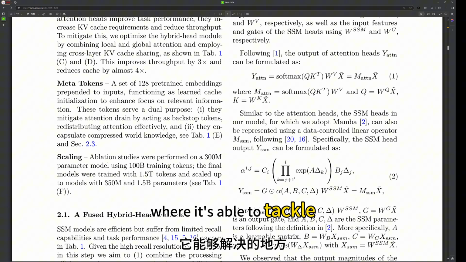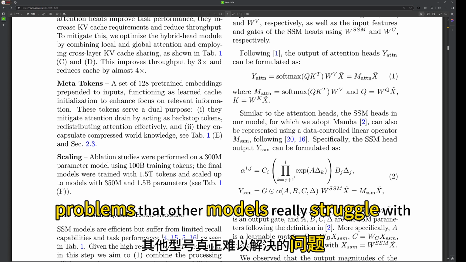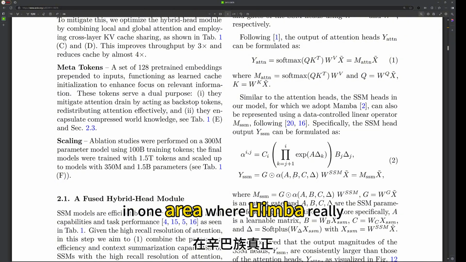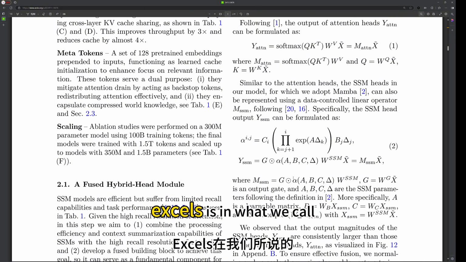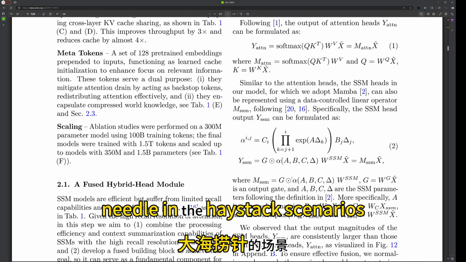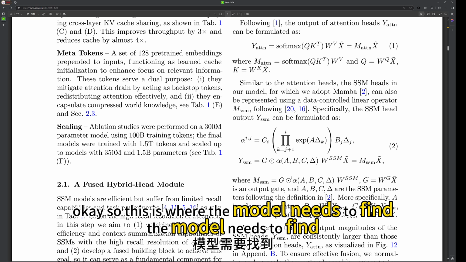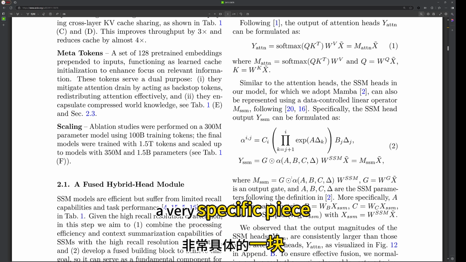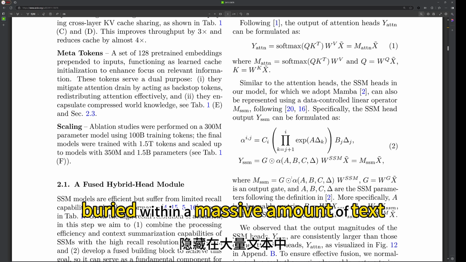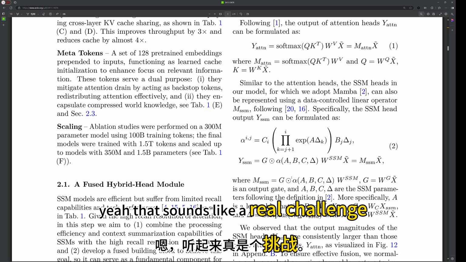Where it's able to tackle problems that other models really struggle with? That's a great question. And one area where Hymba really excels is in what we call needle in the haystack scenarios. Okay. So this is where the model needs to find a very specific piece of information that's buried within a massive amount of text. Yeah, that sounds like a real challenge.